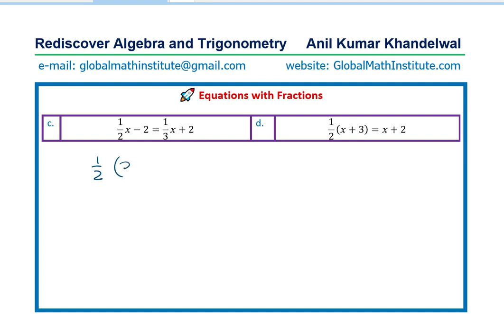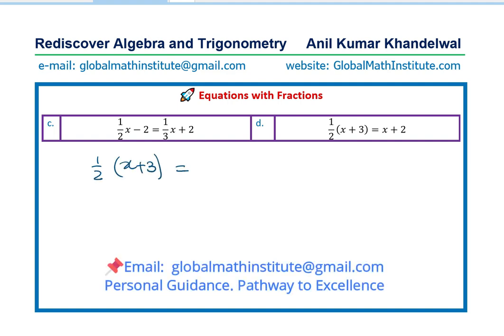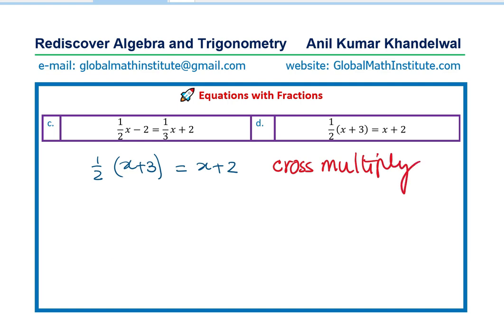Now let us take the last question, which is half of x plus 3 equals to x plus 2. In this, we have only 2 in the denominators. We are going to multiply by 2, or we sometimes say cross multiply. This is one of the best strategies. So then what happens is that we get x plus 3 equals to 2 times x plus 2. Now you can open the bracket and solve.